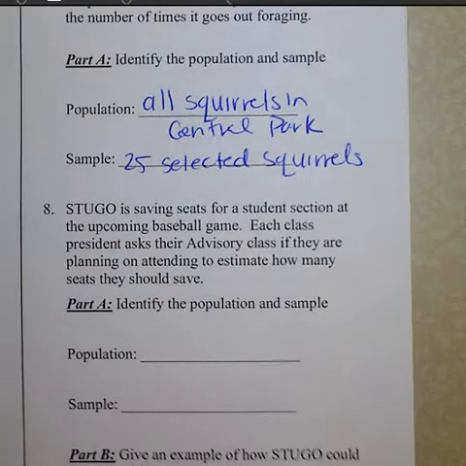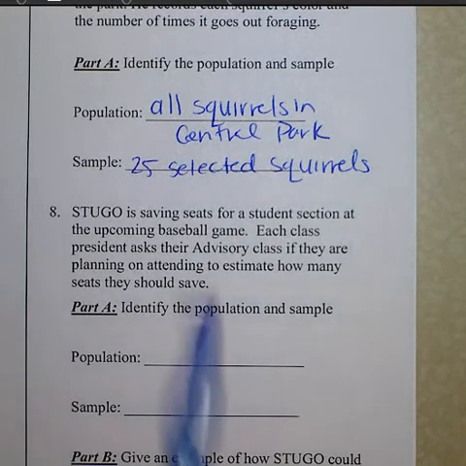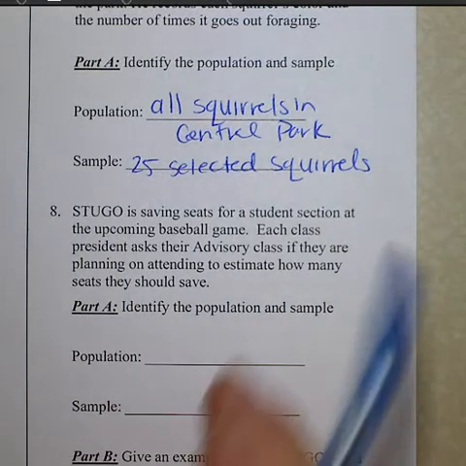Student government is saving seats for students for a student section at an upcoming baseball game. Each class president, remember there's a freshman, a sophomore, a junior, a senior class president, asks their advisory class if they're planning to attend so they can estimate how many seats they should save. The population, so who's being invited to the game to sit in this student section?